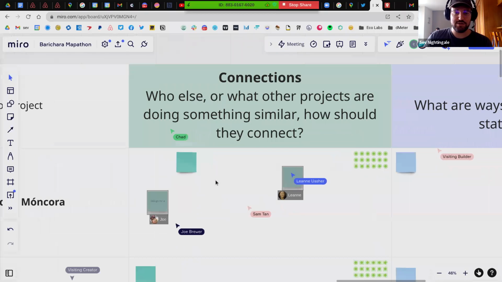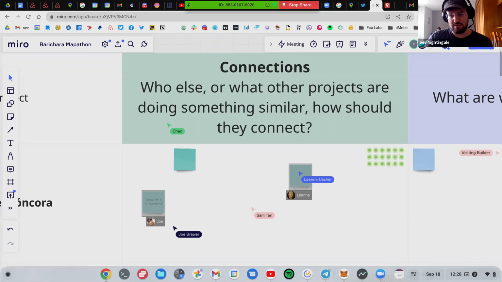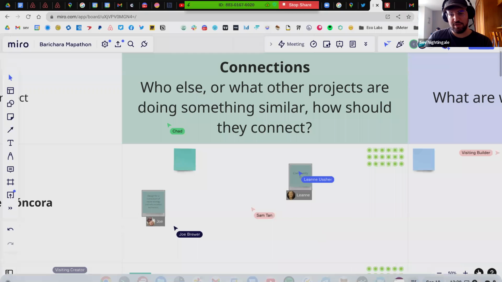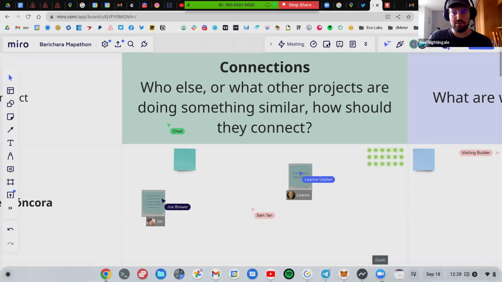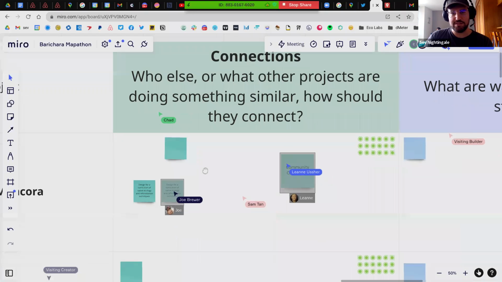So let's, as a group, spend some time, because I think it might actually be helpful just to spend quiet time and to engage and participate on this Miro board.